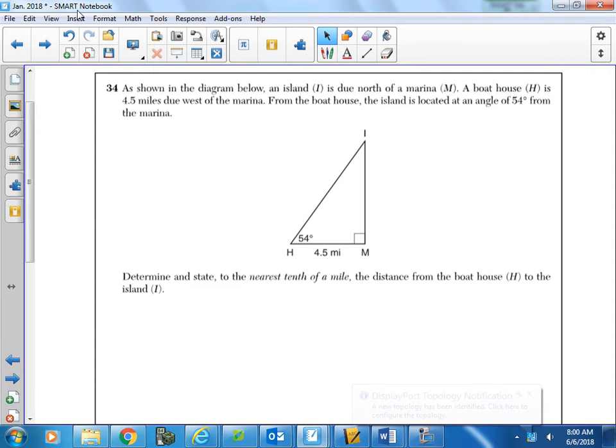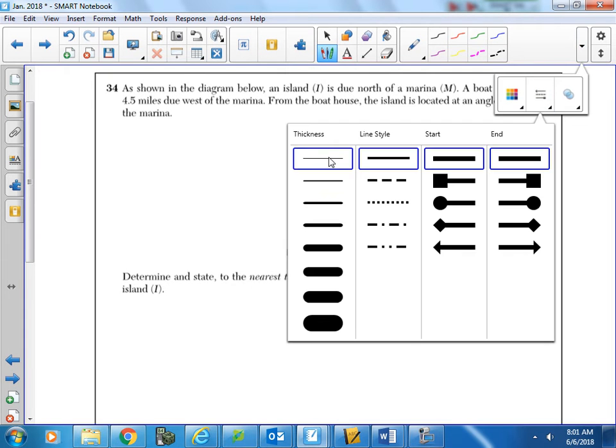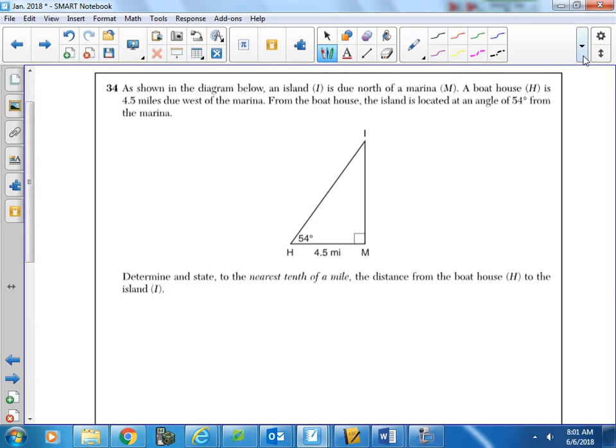All right, we're going to start going over the last two problems of the 2018 January geometry exam. All right, so let's work on number 34.